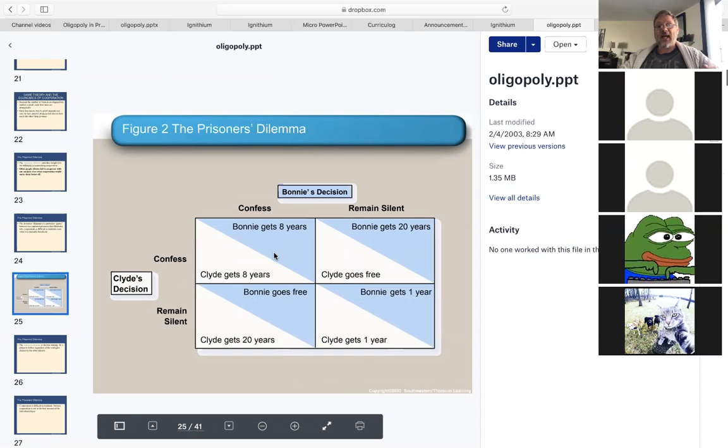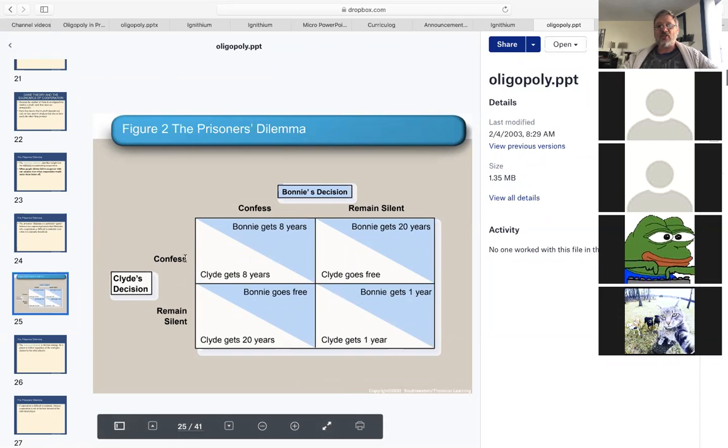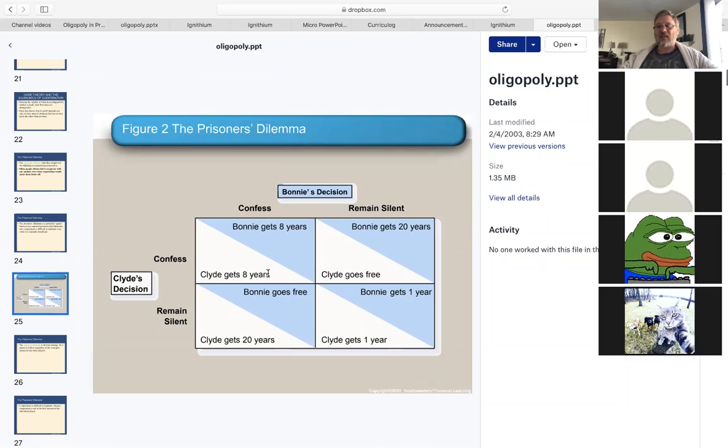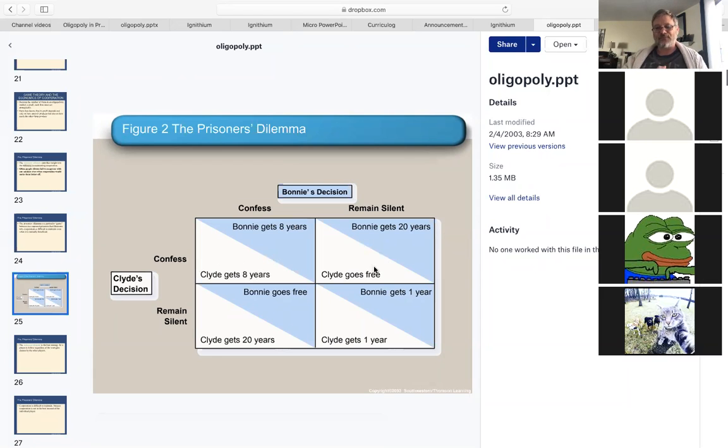Now, I want to point out that what we've just noted in the prisoner's dilemma is there's a dominant action or a dominant strategy, which is for Clyde to always choose confess, regardless of what Bonnie chooses. That's what it means to be dominant: it gives you a better payoff or a better outcome, regardless of what the other player does. So confess is going to end up with Clyde doing strictly less time in jail, regardless of what Bonnie does. See what I mean? So in that sense, it's dominant.